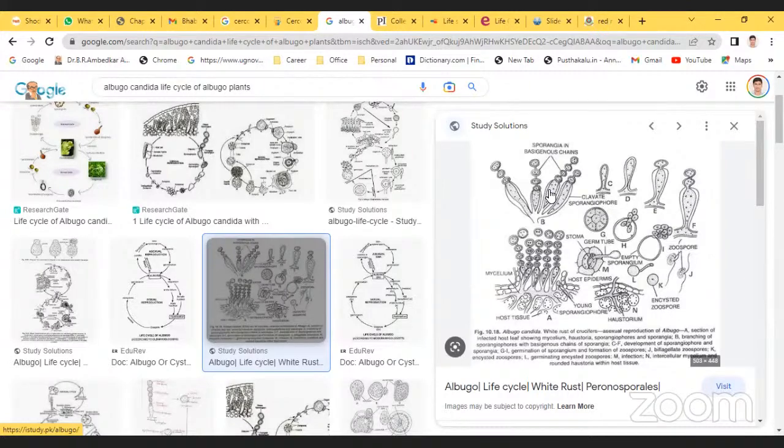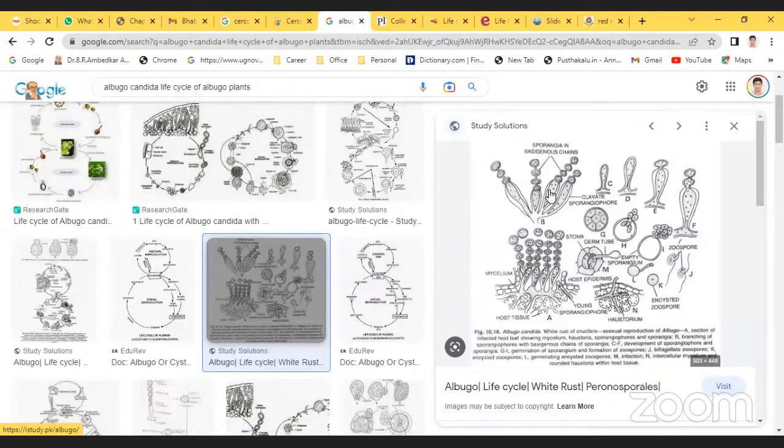The sexual reproduction is oogamous, and the sex organs, oogonium and antheridium, are produced in the deeper tissue of petioles and stems. What are the reproductive organs or sexual organs in this sexual reproduction of white rust? Oogonium and antheridium. Listen carefully: they are produced in the deeper tissue of the petioles and stems. There is no leaf.